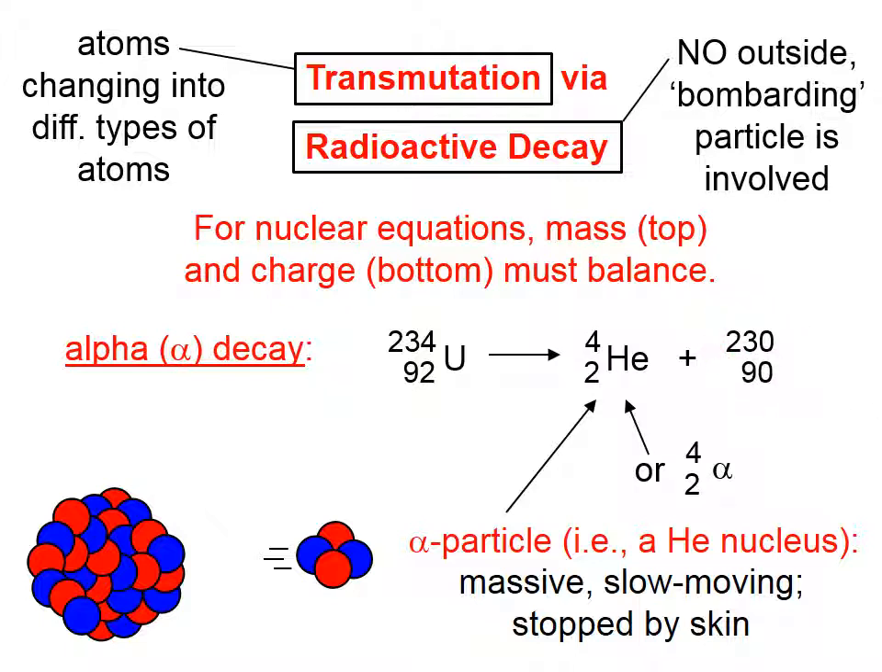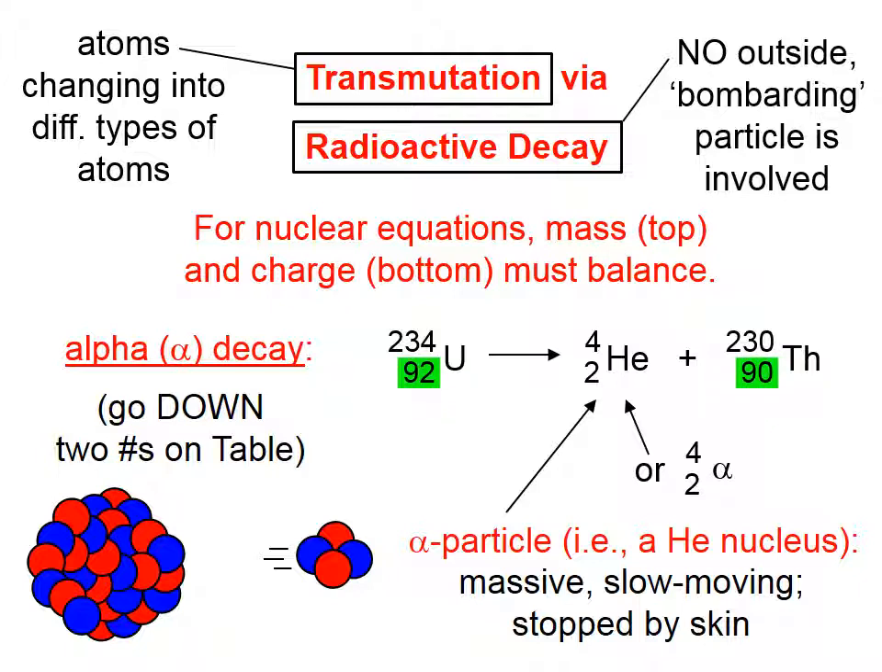Down on the bottom here we're going to have 90, because again the bottoms also have to match up. 92 on the left, 2 on the right, plus 90, and if you look on the periodic table, element 90 is thorium. It turns out, not just for this specific case, but for any alpha decay, you always end up going down 2 numbers on the periodic table. Whatever element you start with, after an alpha decay, you're 2 elements lower than that. And you can see that here. We've started at uranium, which is element 92, and we've ended up at thorium, which is 2 below at element 90.